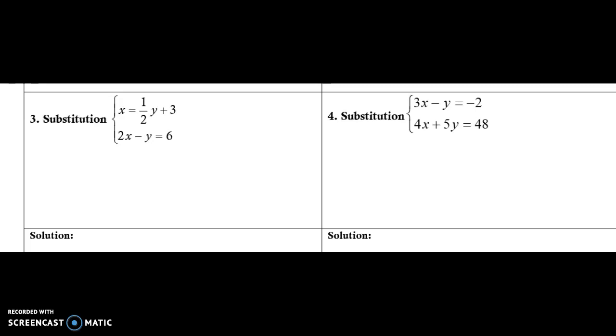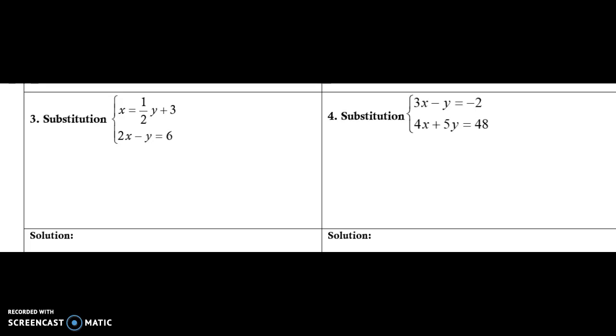equals 48. All right, so I need to distribute this first. So 4x plus 15x plus 10 is equal to 48. I've got like terms here, so that's going to give me 19x plus 10 is equal to 48. Subtract the 10 over, leaving me with 19x is equal to 38. Divide both sides by 19, and x is going to give me 2.